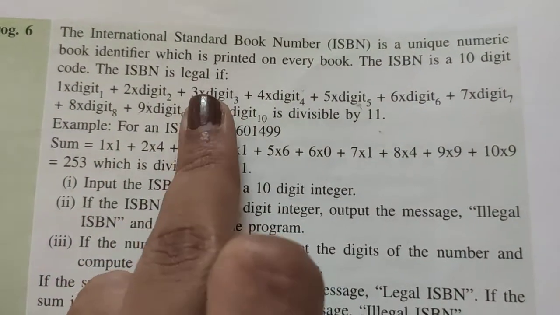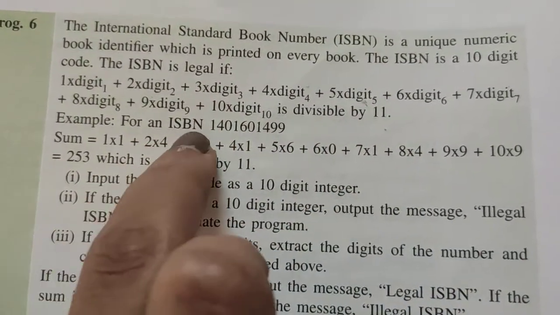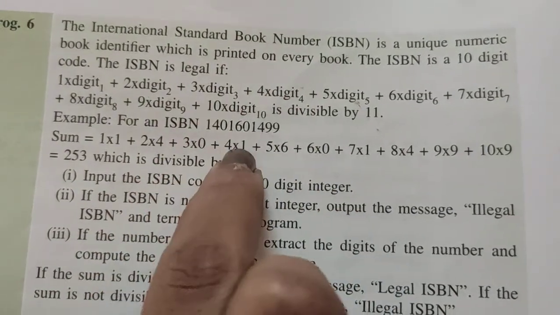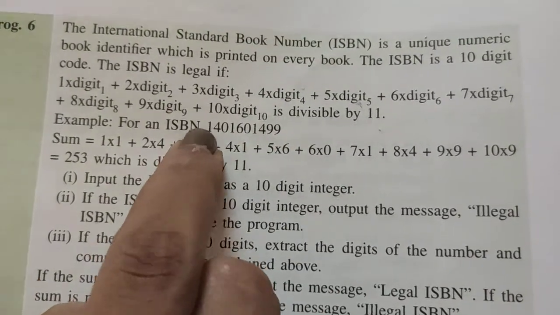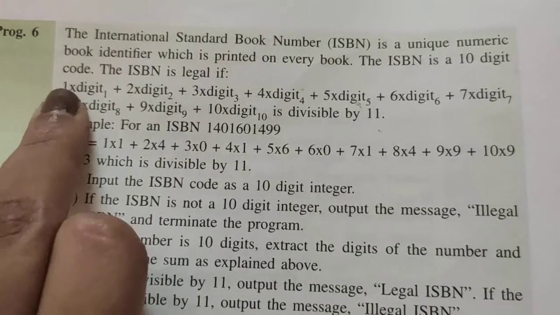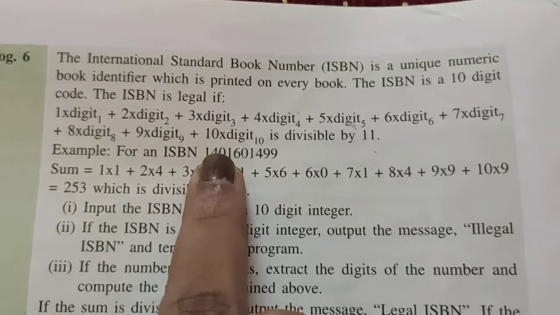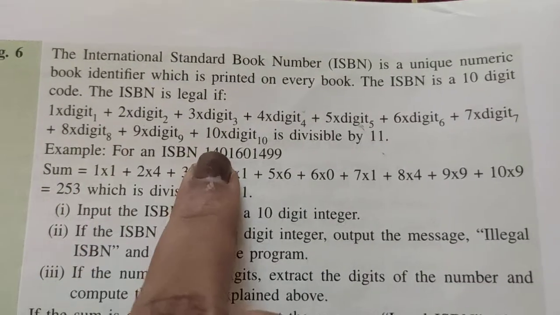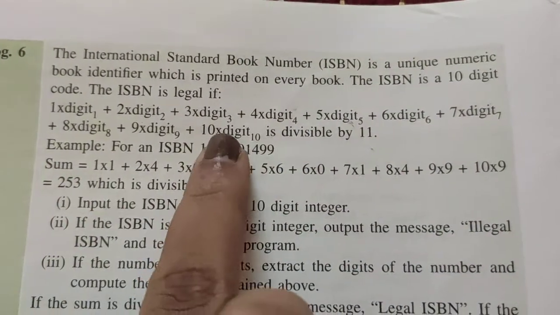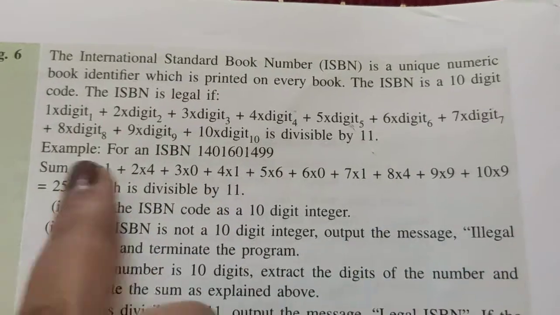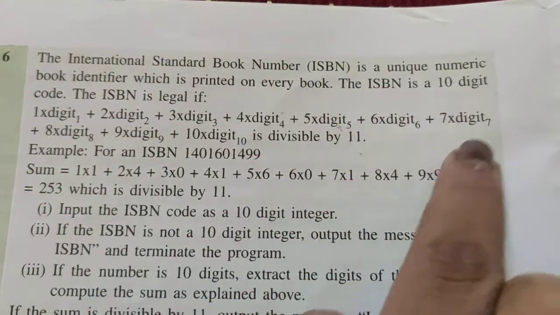Okay. So how they check whether the ISBN is legal or not: the ISBN will be a 10-digit number. What they do is take the leftmost first digit and multiply it by 1, the second digit by 2, the third digit by 3, the fourth digit by 4, like that up to the 10th digit multiplied by 10, and the product of each digit is added together.